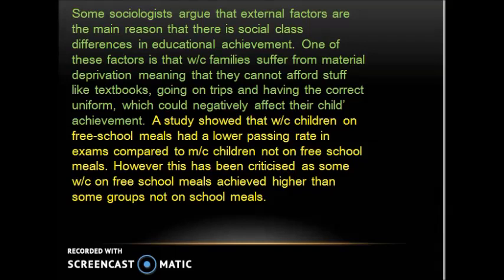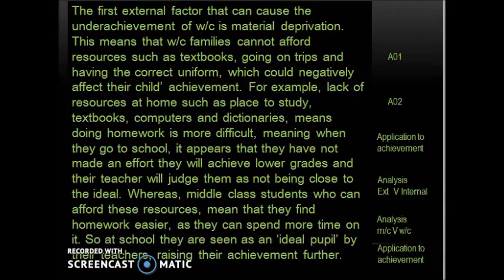I'm going to lose the first sentence as it really doesn't add much to the answer in terms of AO1. The only thing they identify is external, and it's a bit of an empty sentence, but it's taken up 3 lines, and what I really want you to do is pack your answers in as much as possible. So my new paragraph will start with the first external factor that causes underachievement is material deprivation, and what was originally said in 2 sentences is now in 1 sentence.